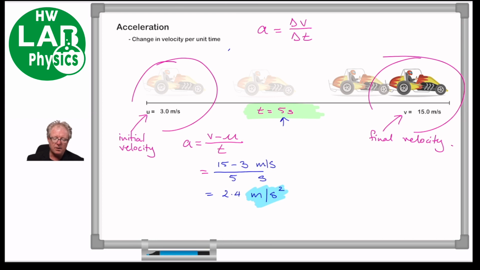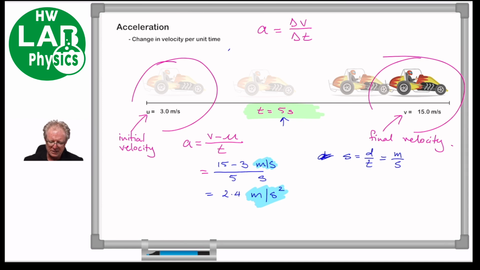Okay, now for those physics heads, those mathematical people, you know how that happens, and let me just show you how that works out. So we know that the unit up the top is meters per second. We know that speed is equal to distance divided by time. So that's meters per second, right? And then we're dividing that by time.